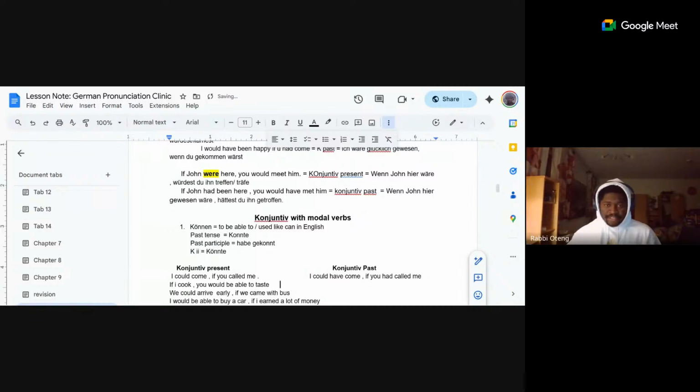So the second sentence would be: if I cook, you would be able to taste. If I had cooked, you could have tasted. In German, we need "you could have tasted it." You can't say "I taste." In German, "I taste" needs a direct object. It's a transitive verb. You have to say "I taste the food."